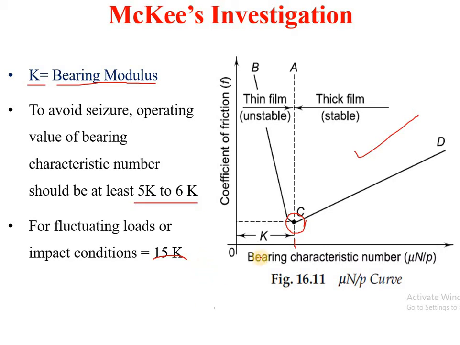The significance of this curve is to understand the stability of the hydrodynamic journal bearing. So these curves give you the region in which the bearing should be operated under stable condition, because thick film is stable and thin film is unstable, as there is more metal to metal contact and more friction and more wear.